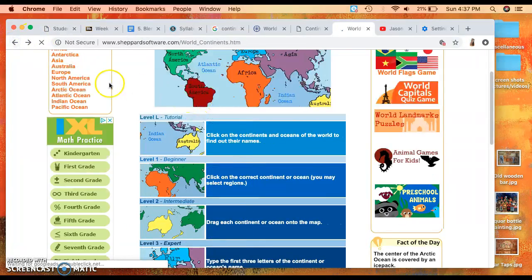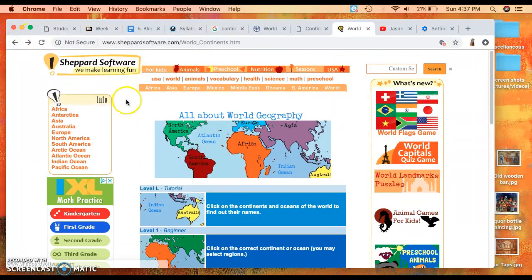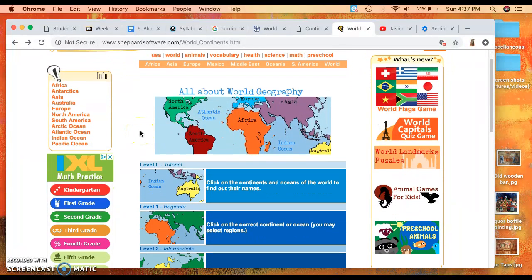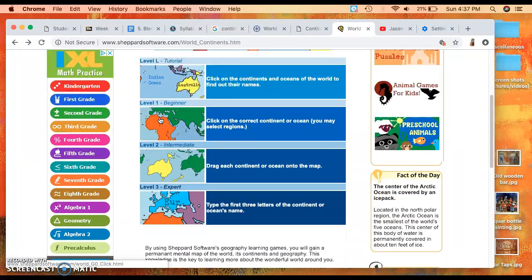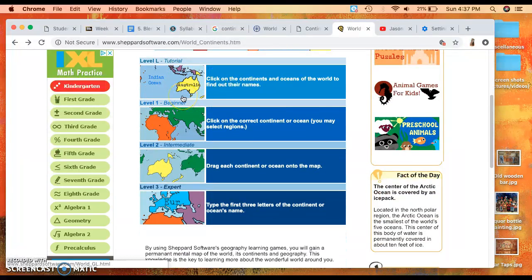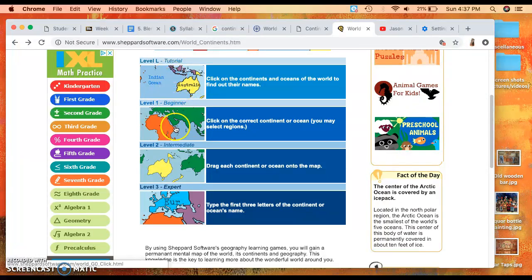And for your homework, again, you're going on to shepherdsoftware.com. It's all about world geography. There'll be a link to this on Schoology. Level 1 is just a simple tutorial. If you need reminders, you can use it. And then there's level 1 here, which is beginner, which is what we just did.